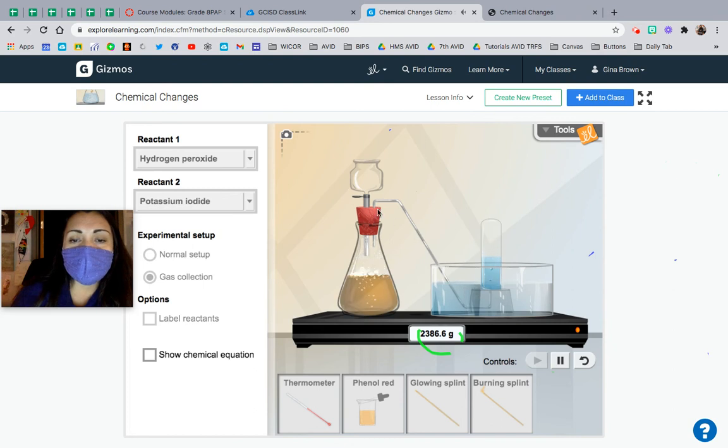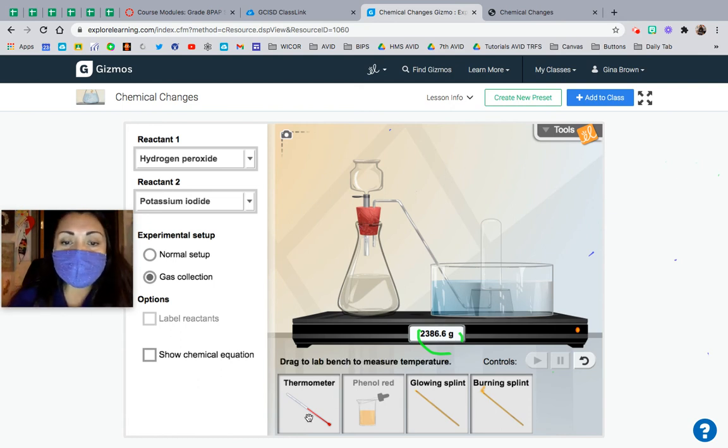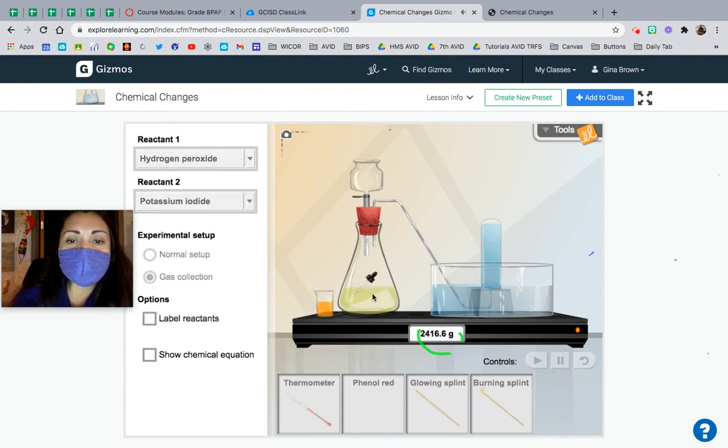Siphons this out of here, puts it into there, gas, bubble, changing. It's the same exact experiment that y'all just did previous, except it's a lot heavier. So why is it heavier? What happened? What's this little stopper doing? Same exact temperature change.